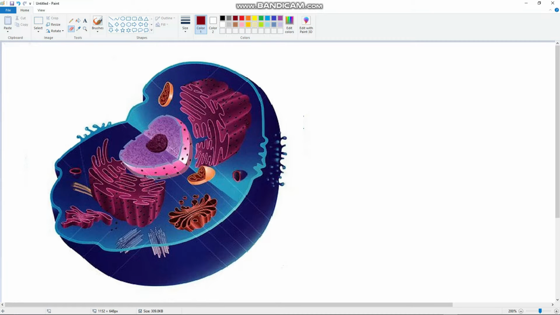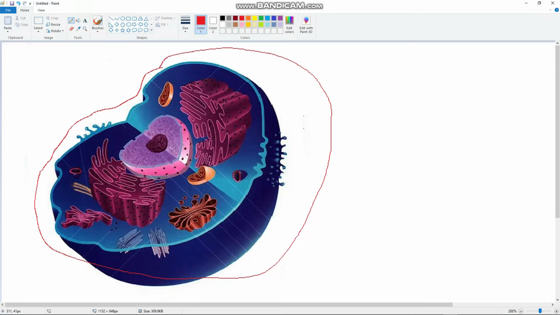Hey Biology 2B, today we're going to be talking about an animal cell. I'm going to take you on a short little tour, so let's get right into it. We're going to start off with the cell membrane. It's the outside of the cell and pretty much encapsulates the entire thing. It is semi-permeable, so it'll let some things in, but it's also supposed to keep some things out.